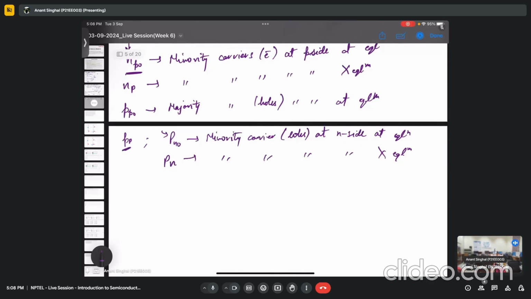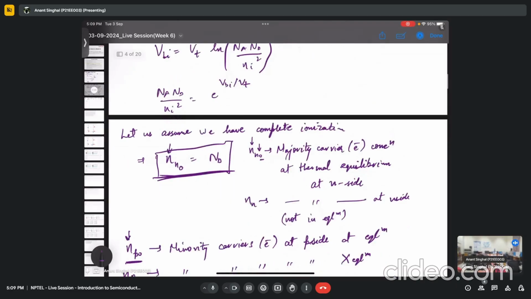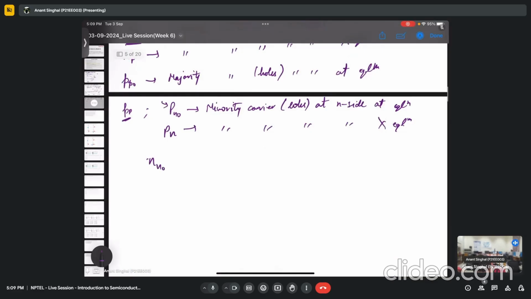As I have written in the previous slide, Nn0 is nothing but Nd. The majority carrier at the n side is Nd, and we know that n times p is ni squared, from which we will calculate the minority carriers in general. So this is how we get the relation, if you remember from the last classes. Now these are the minority carriers.